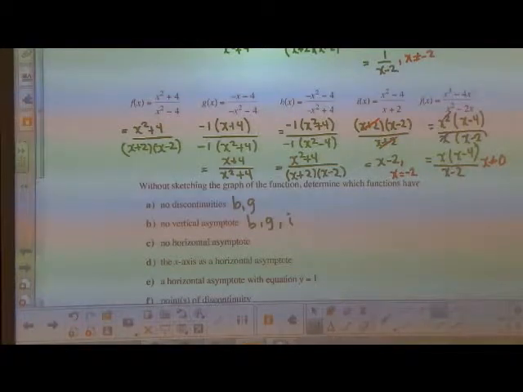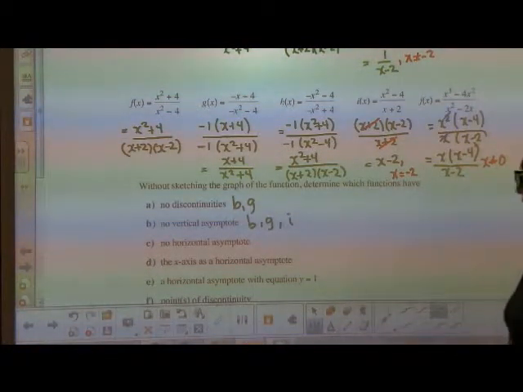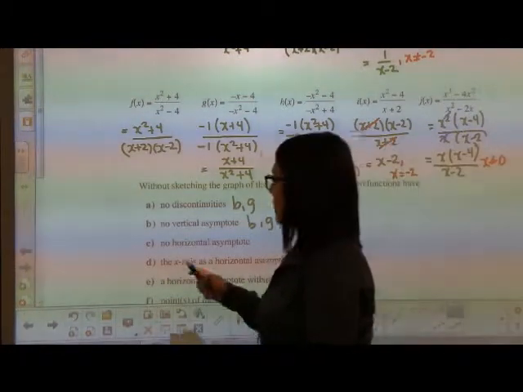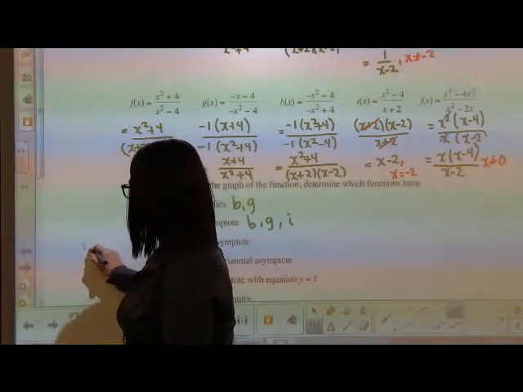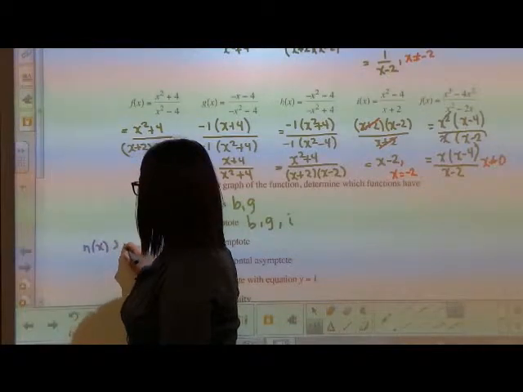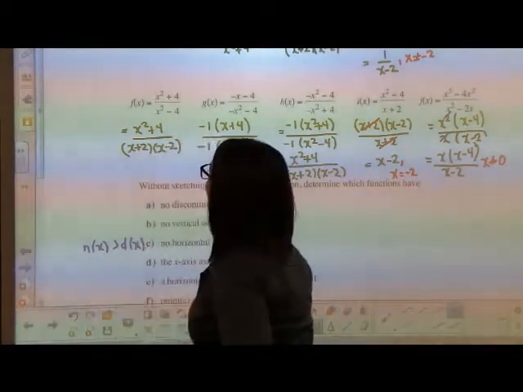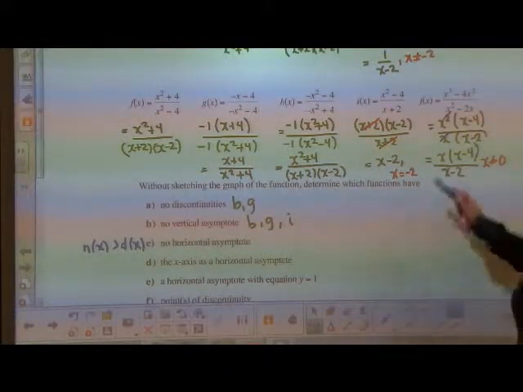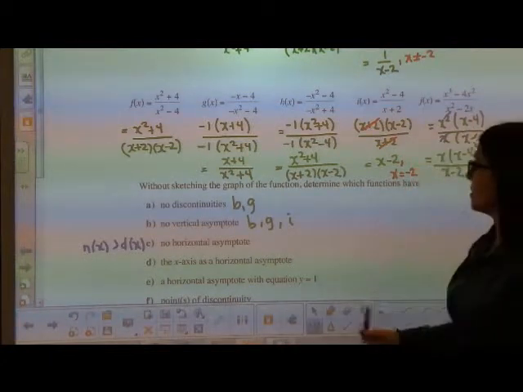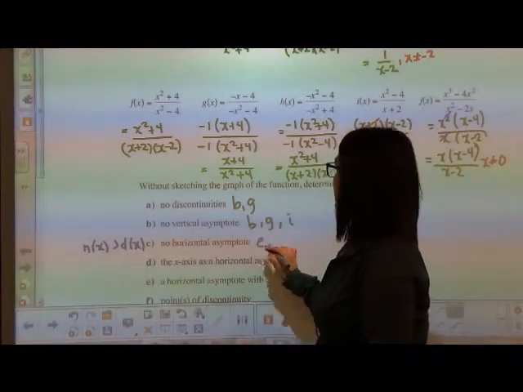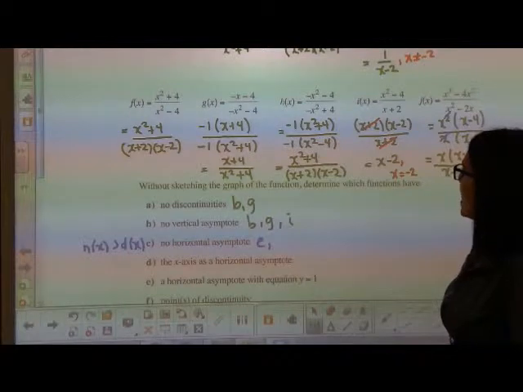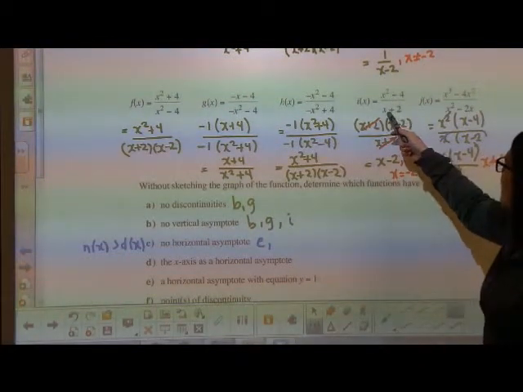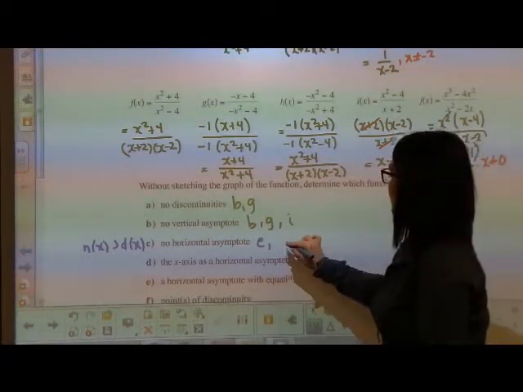Question C, which of the following have no horizontal asymptotes? No horizontal asymptotes happen when the degree of the numerator is bigger than the denominator. So where did we have a circumstance where the degree of the top was bigger than the degree of the bottom? The first one that we have is right here, E. Then we have it again in I and in J.